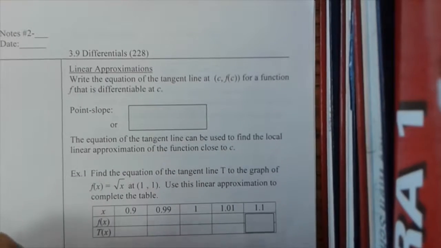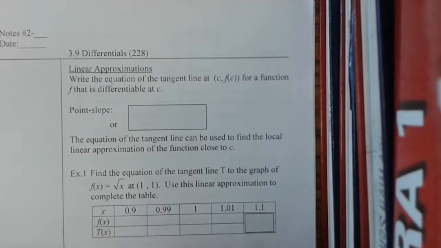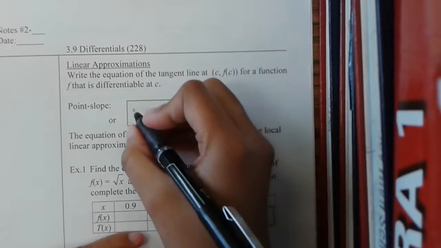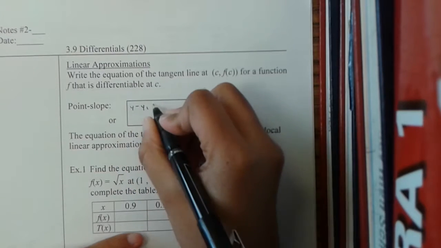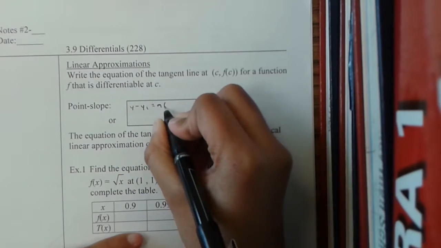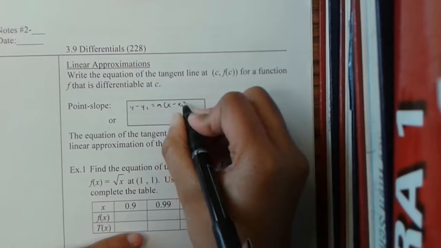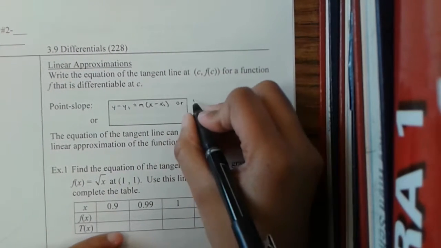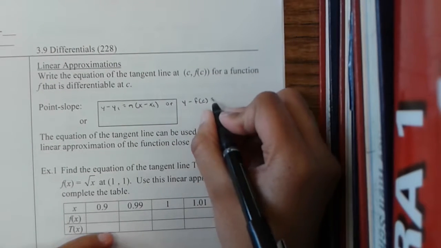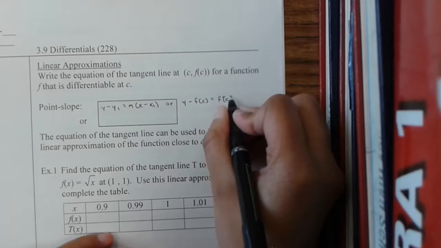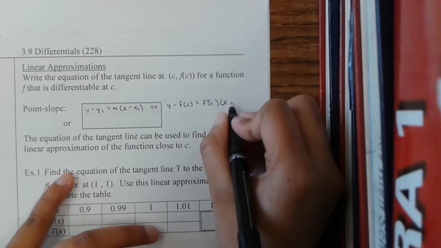3.9 Differentials. Linear approximations. Write the equation of the tangent line at c, f of c, for a function f that is differentiable at c. So if you're writing a tangent line, you can use the point-slope form. And the point-slope form is y minus y1 equals m times x minus x1. Or it's the same thing as y minus f of c equals f prime of c, because it's the slope, times x minus c.